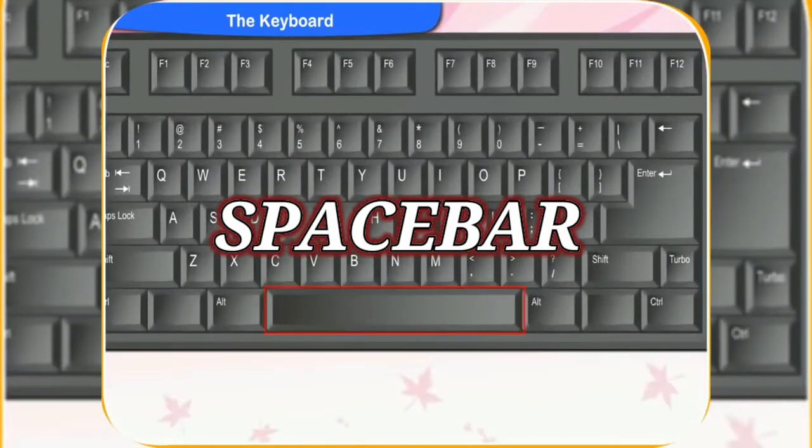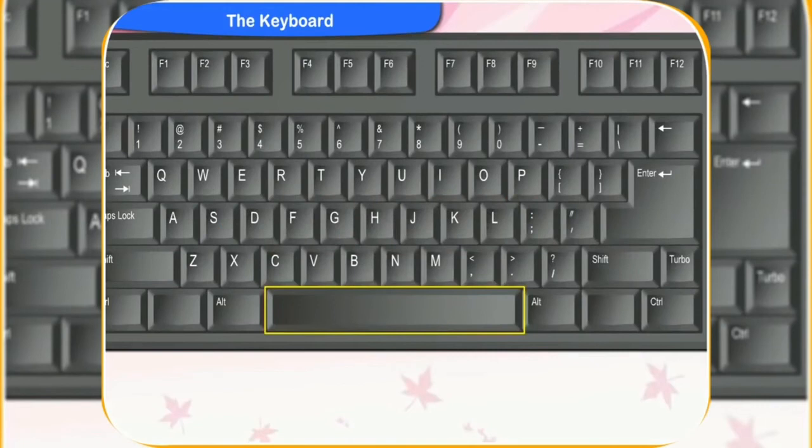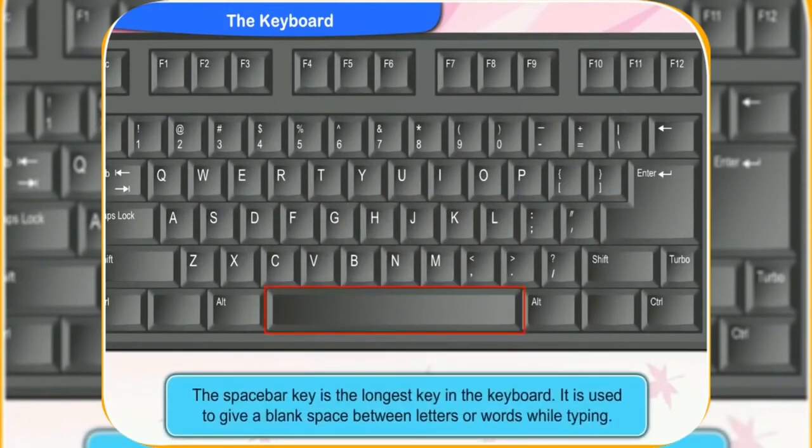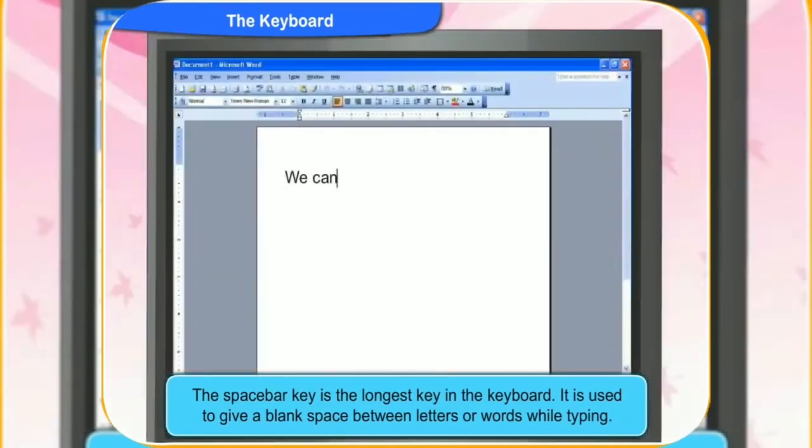Space bar. The space bar key is the longest key on the keyboard. It is used to give a blank space between letters or words while typing. You can press the space bar key once for a single space.